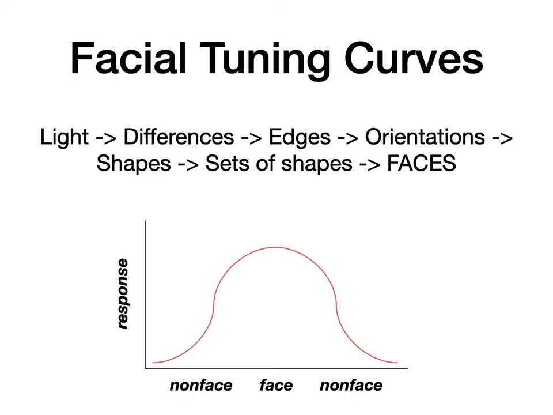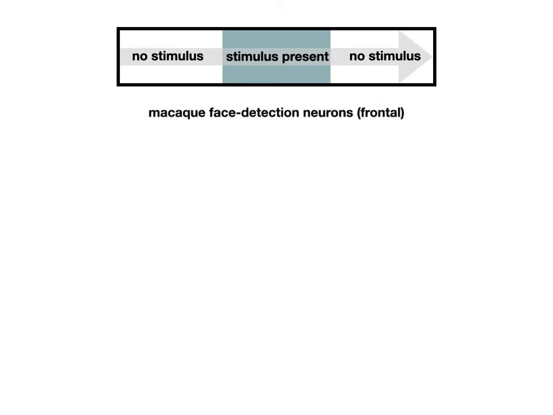We can watch macaques. We can watch the patterns of activation in their brains as we present them with facial stimuli. Let's see. So, a guide to reading these slides. In the box at the top, when there is no stimulus, it's white. When the stimulus is present, it's this sort of teal gray thing. And then finally, when there's no stimulus again, it's back to white. And time moves rightward like an arrow. So, macaque face detection neurons.